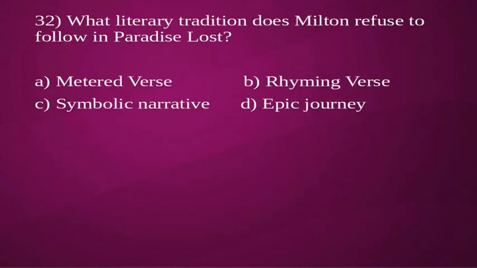Question number 32 is, what literary tradition does Milton refuse to follow in Paradise Lost? Option A, metered verses. Option B, rhyming verse. Option C, symbolic narrative. And option D, epic journey.